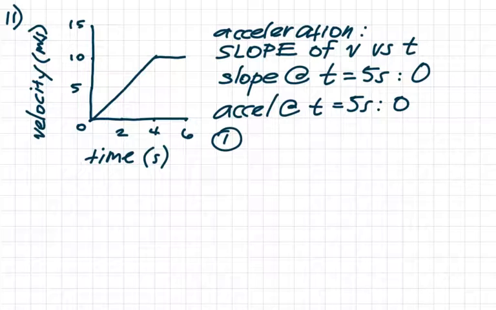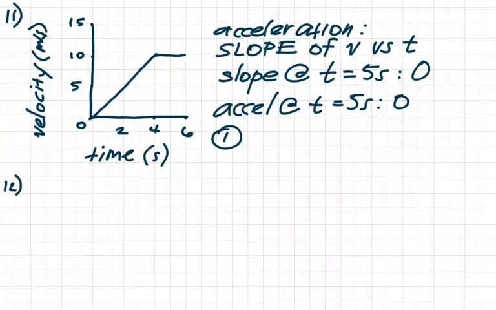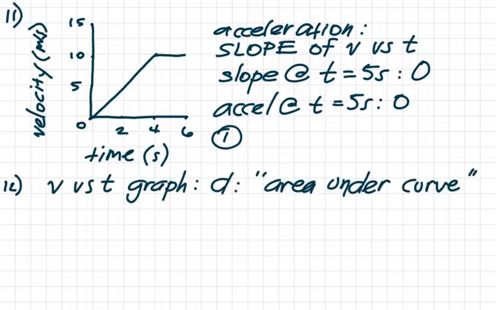So the acceleration at 5 seconds is 0 because the slope is 0. Next question. Number 12 wants to know what's the distance for the full 6 seconds. So that's the entire time shown, and we know that for a v versus t graph, the displacement is the area under the curve. So we're going to need to break that graph into shapes.